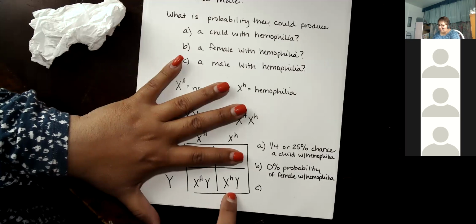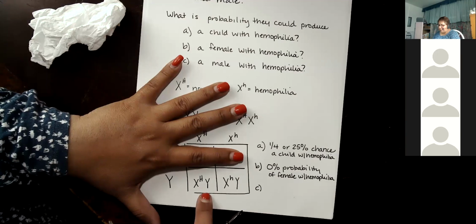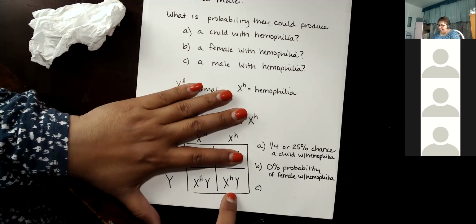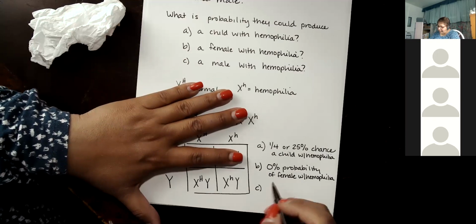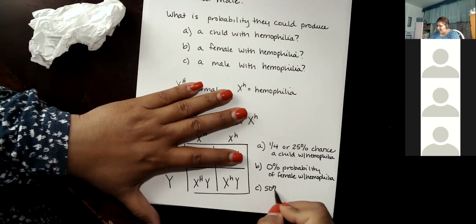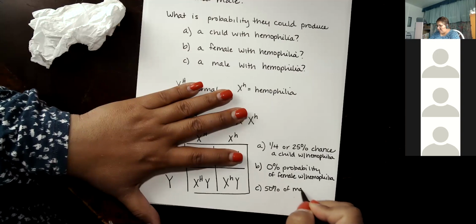So the probability of it being both a male and having hemophilia is actually going to be 1 out of 2. Because if they have a male, well, it could be this kind or it could be that kind. And so if the question is whether they have hemophilia, there's a 50% chance of a male with hemophilia.